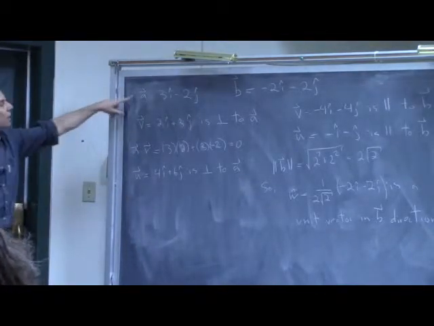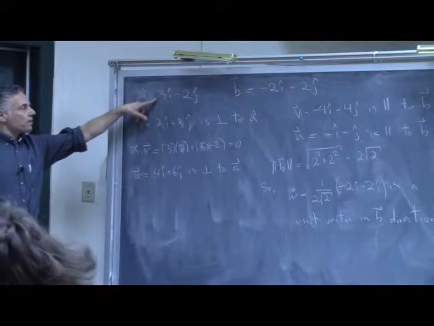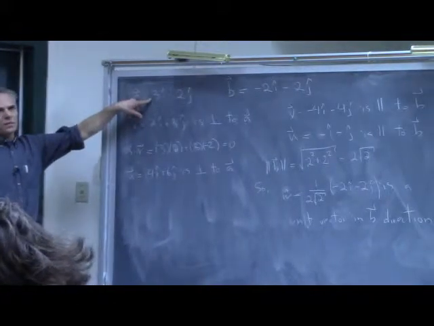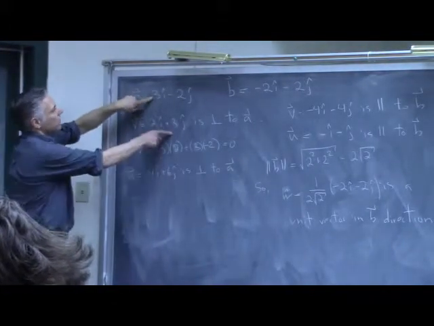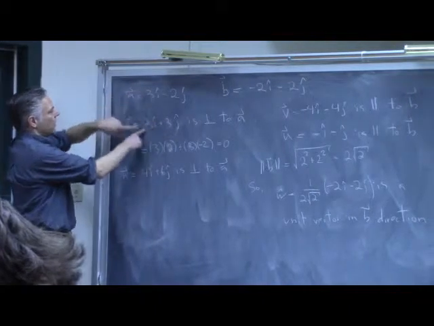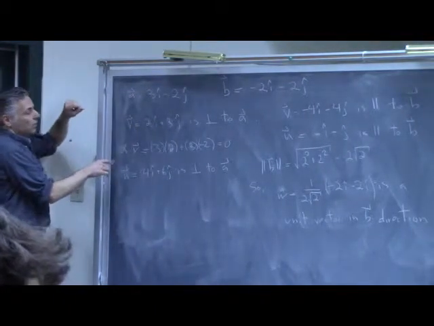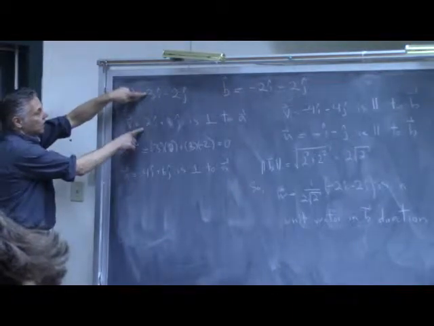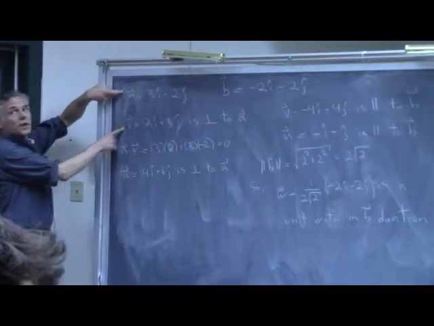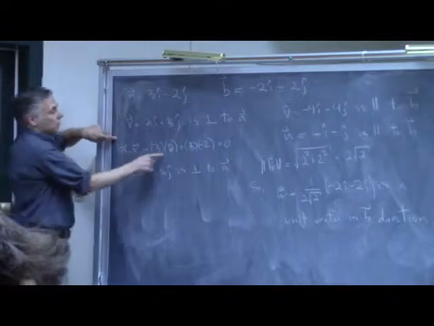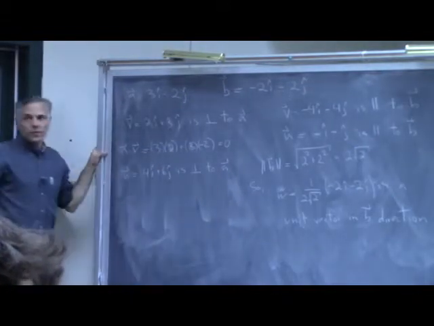So here, I guess I sort of did this pictorially in my head first. I said, OK, I claim this is going to be perpendicular to that. And why is that true? Well, if I take the dot product of these 2 vectors, I end up with 0. So they must be perpendicular.